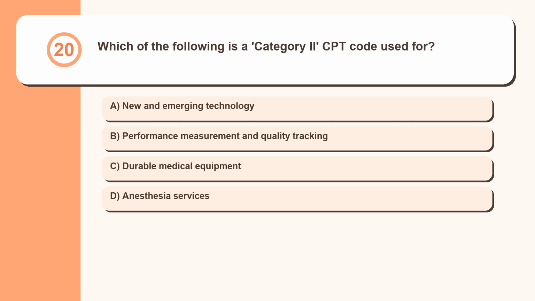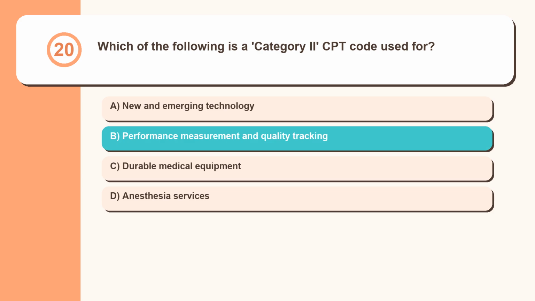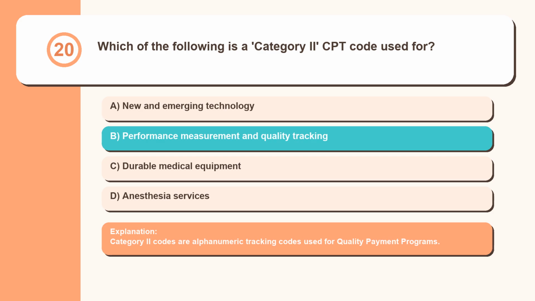Question 20. Which of the following is a Category 2 CPT code used for: new and emerging technology, performance measurement and quality tracking, durable medical equipment, anesthesia services? Category 2 codes are alphanumeric tracking codes used for quality payment programs.